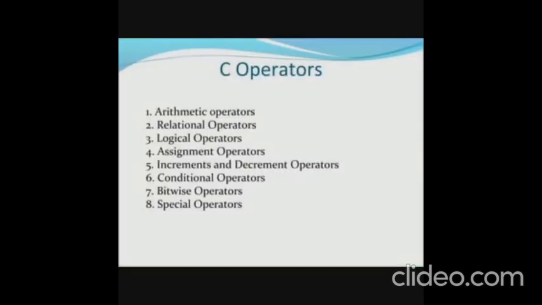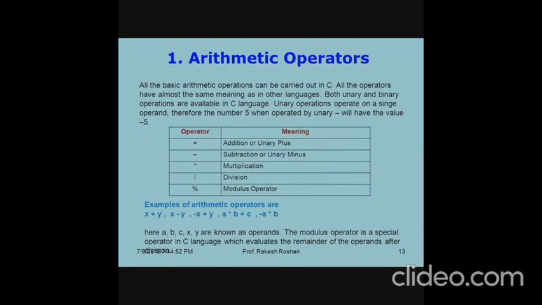C provides the following types of operators: arithmetic operators, relational operators, logical operators, assignment operators, increment and decrement operators, conditional operators, bitwise operators, and special operators. And first one is arithmetic operators.